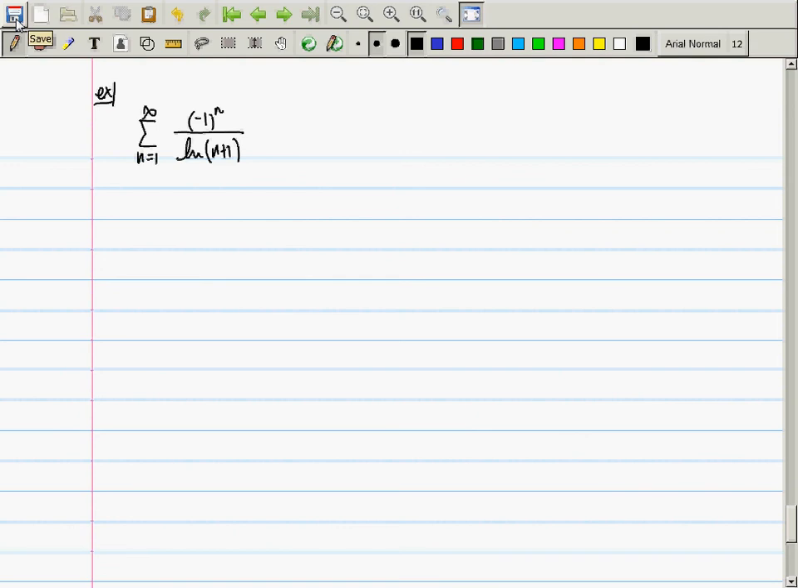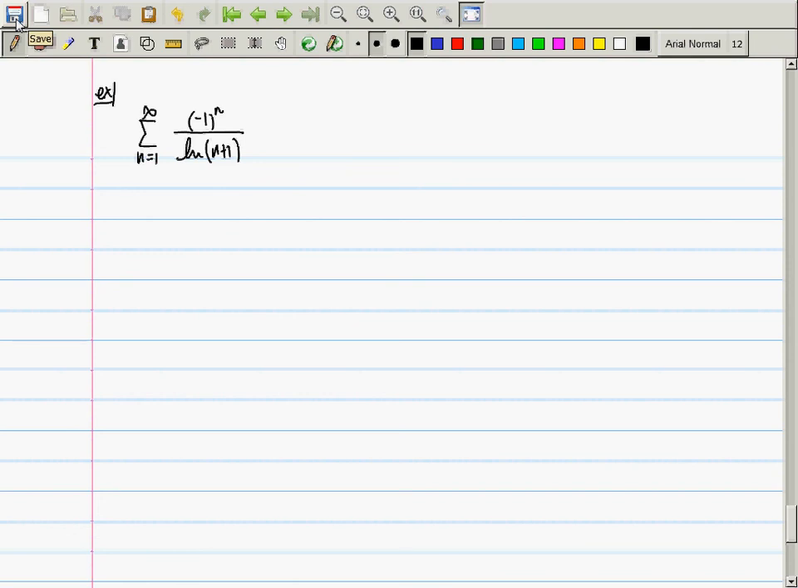How about the direct comparison test? The answer is no. The direct comparison test is right out, because one of its first requirements is that we have to be talking about positive sequences. Is this always positive? No. How about the limit comparison test? Out, for the exact same reason. We need positive sequences.